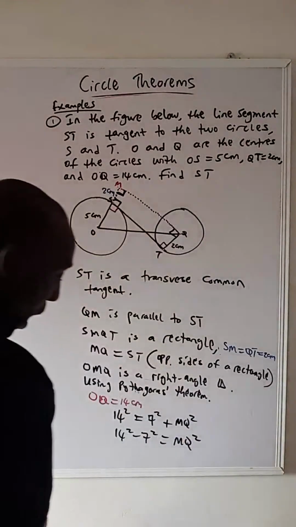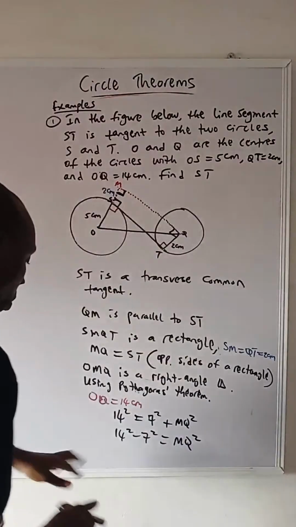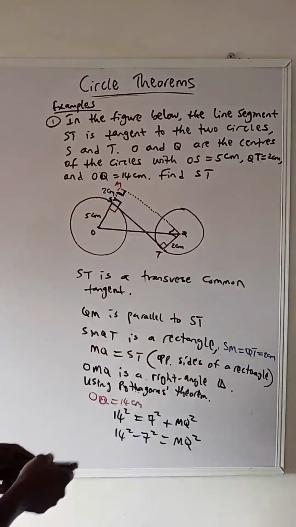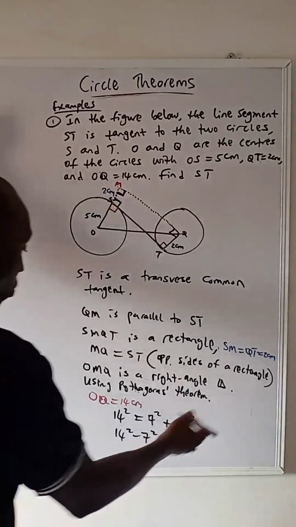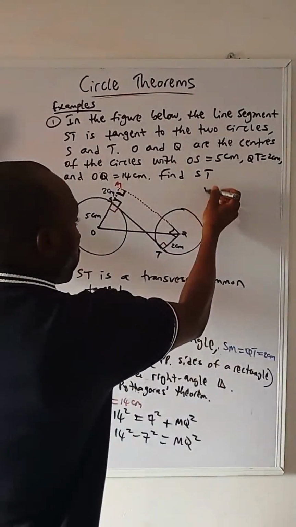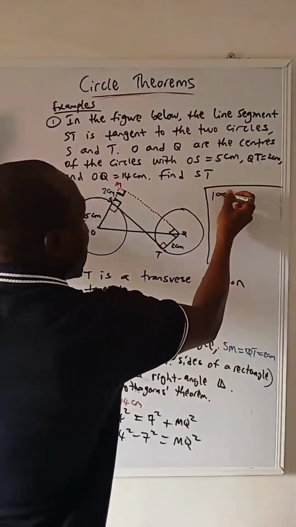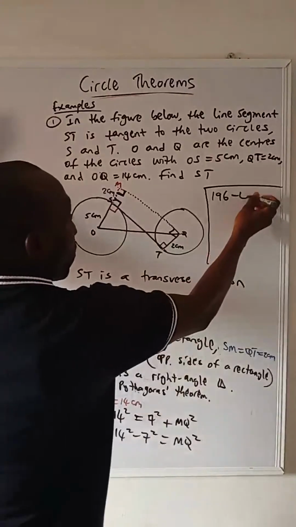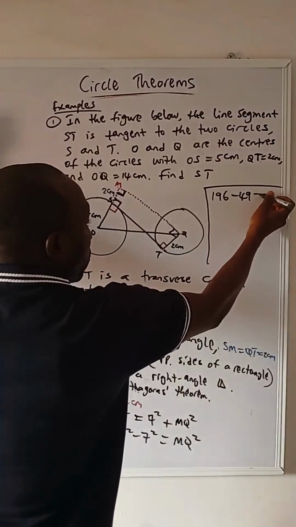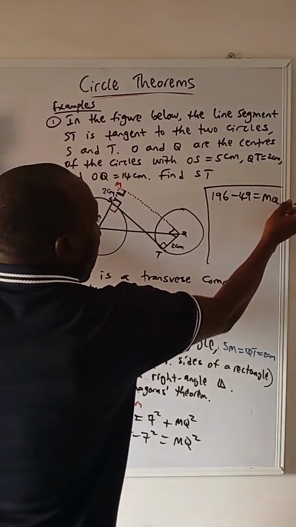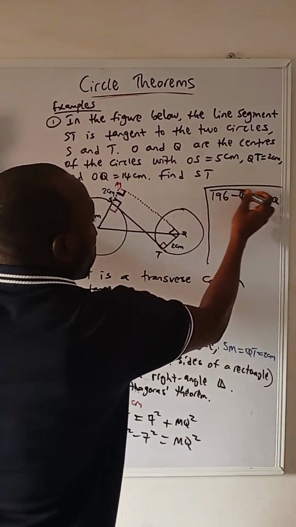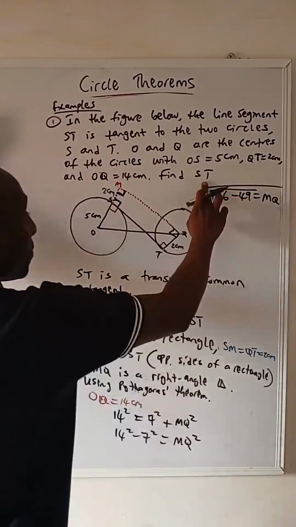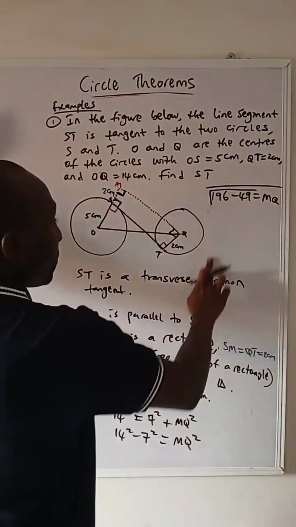All right. I want to complete. The other time that we did this, we got 14 squared as 196. I'll continue from here now. So 196 minus 49 is equal to MQ squared. But when you square root both sides, you have your square root here. All right? You have it there.